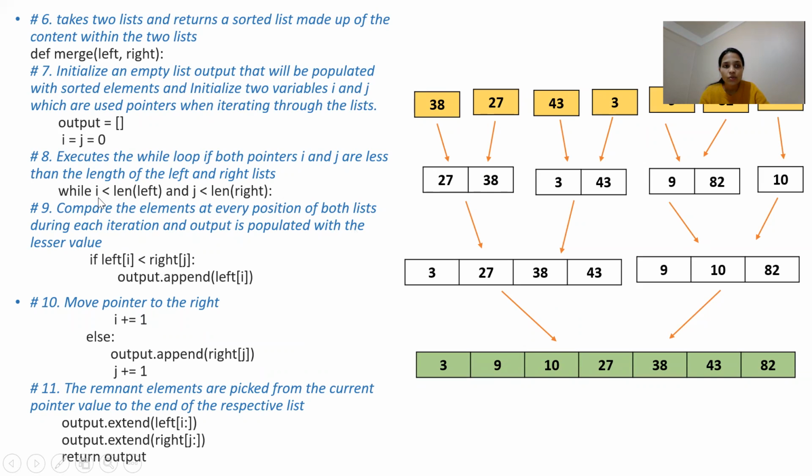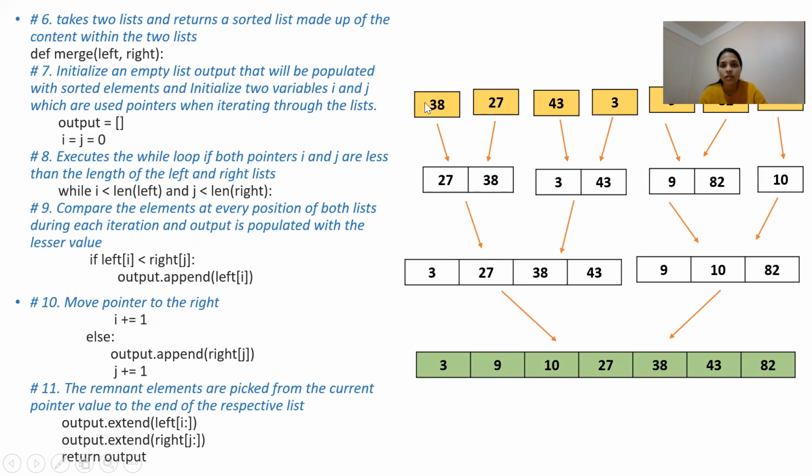So now I know j is 0. i is 0, which is less than the length of left. So we are here at the 38th position. The length of left is 1 right now. And j is 0, which is less than the length of right. That is 1. The length of right is 1 because 27 is the only element.